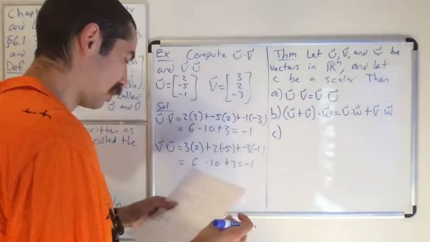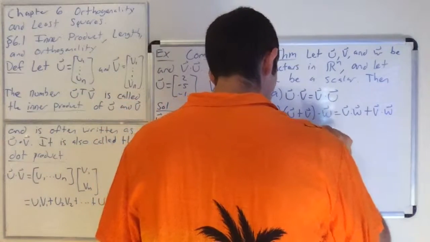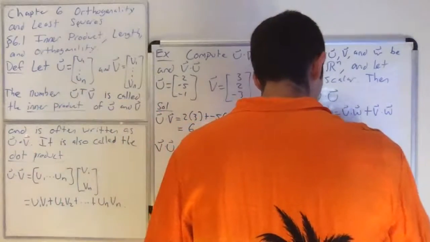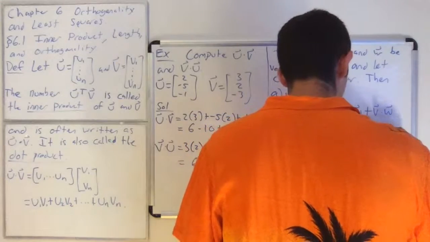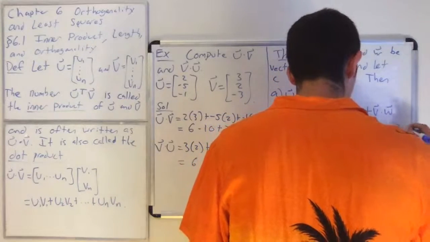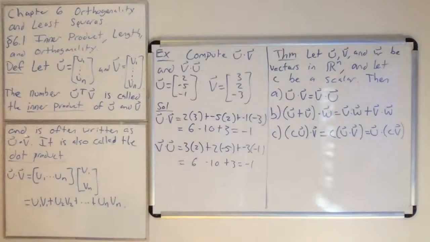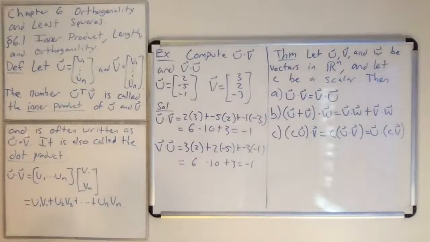C says if we have a scalar times u and we dot it with v, that's the same thing as a scalar times their dot product, which is the same thing as u dotted with the scalar times v. Okay, so part C says the scalar could go wherever we want. It's not going to affect the value of this dot product.